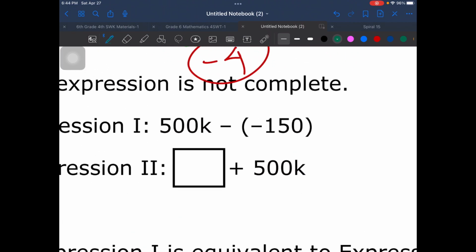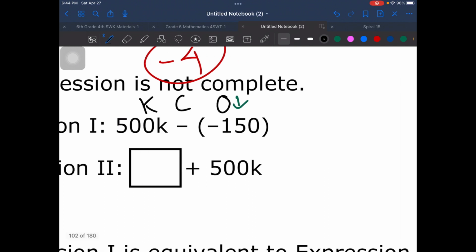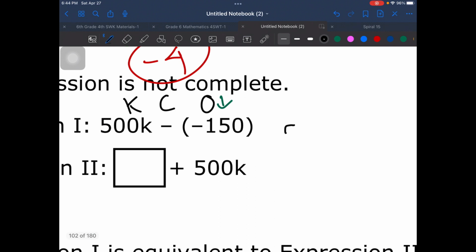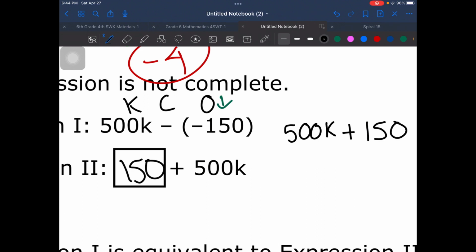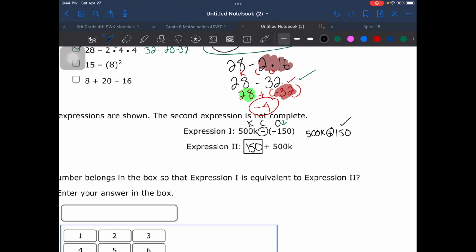Number 3, 500K minus negative 150. This is the same thing, chicos. Same thing as doing KCO. And we do KCOs. 500K plus 150. So the opposite, we change this. Everything's good. See it fácil.